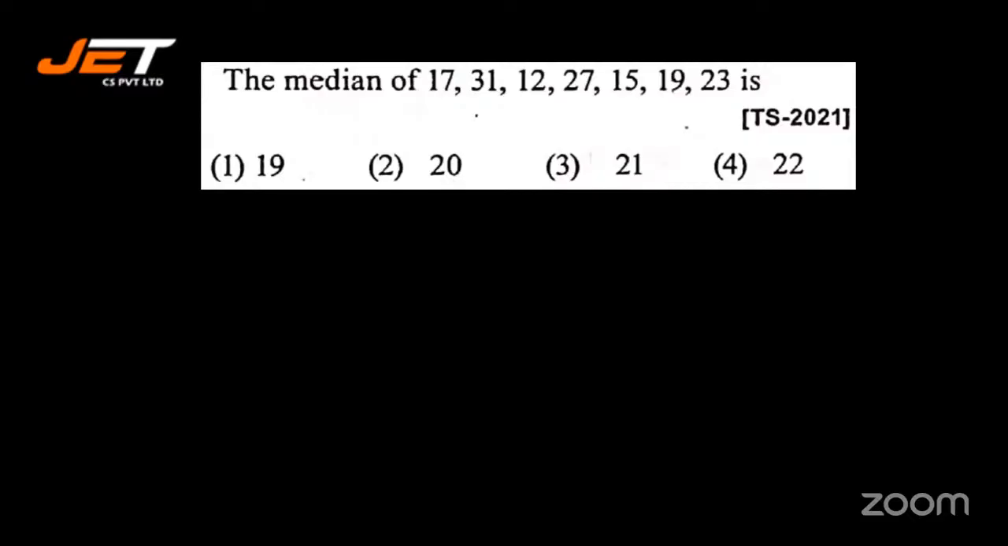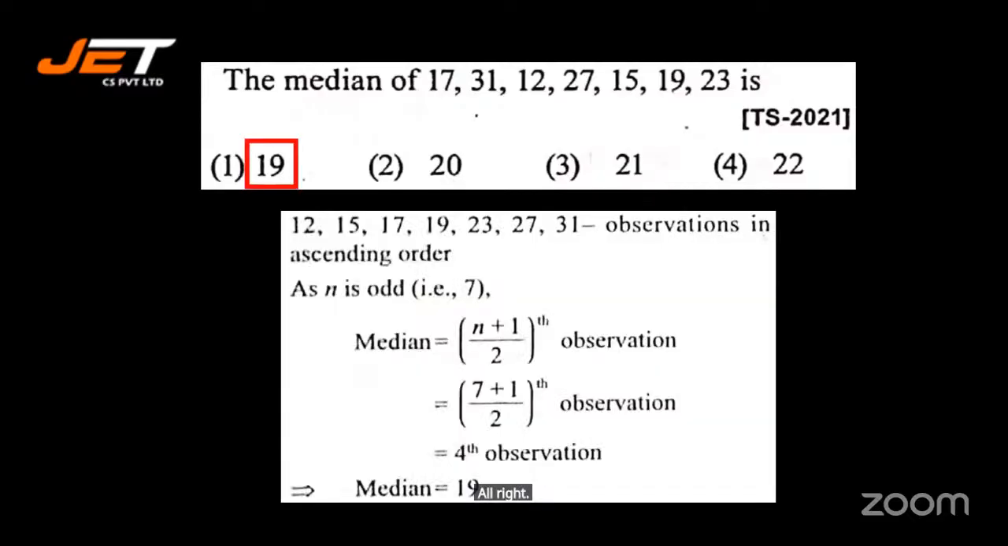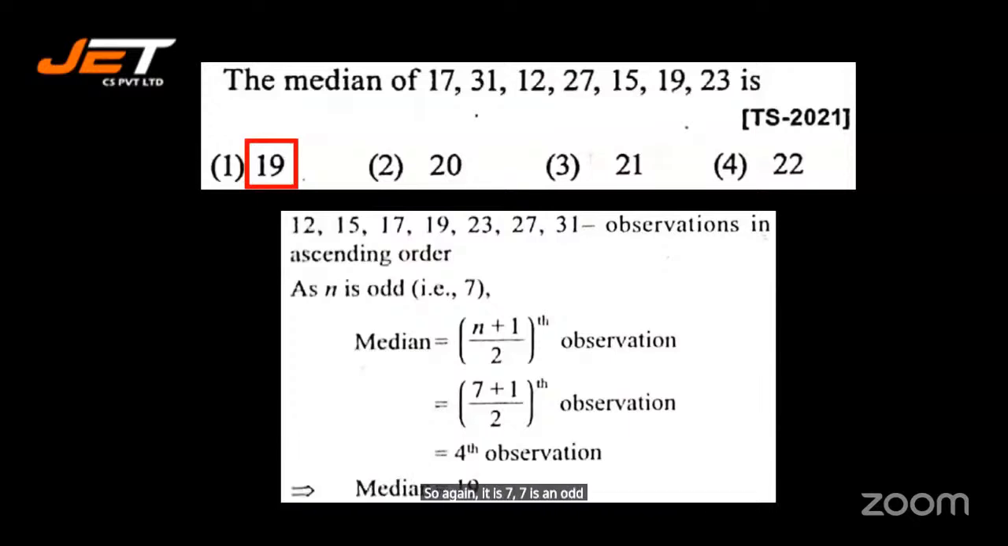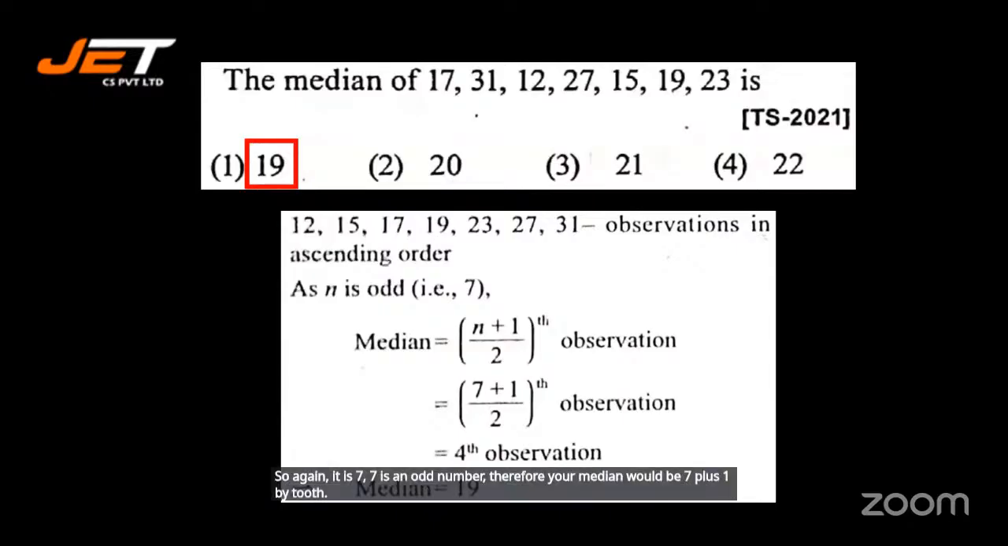All right. Let's see, it is 19. So when you count the number of the numbers in this series, 1, 2, 3, 4, 5, 6, 7. So again, it is 7. 7 is an odd number. Therefore, your median would be 7 plus 1 by 2th observation.